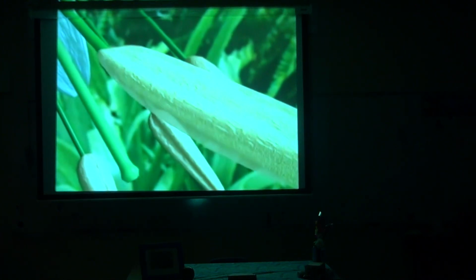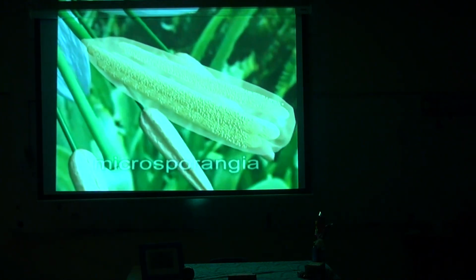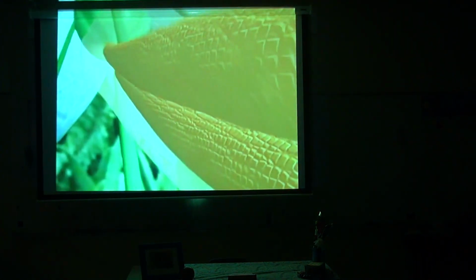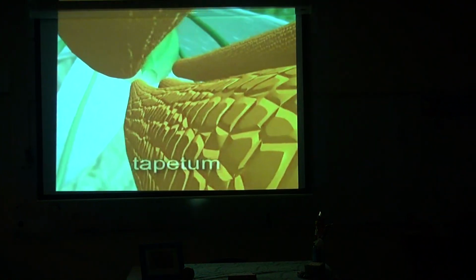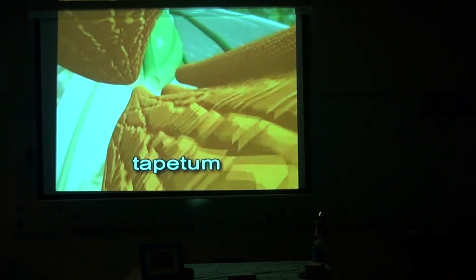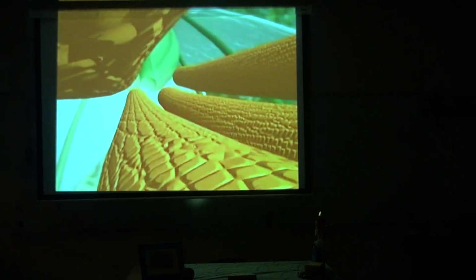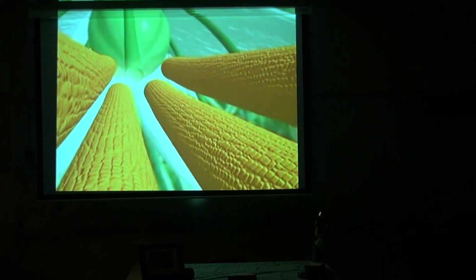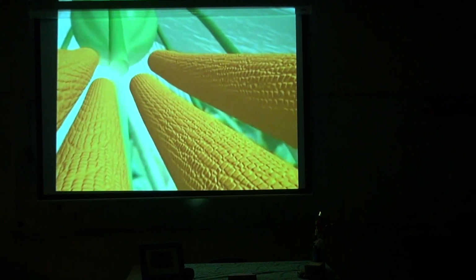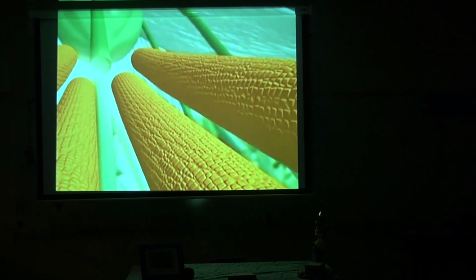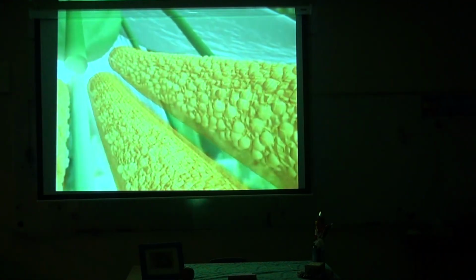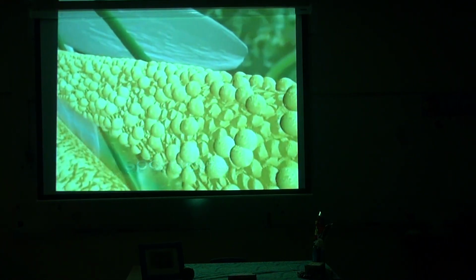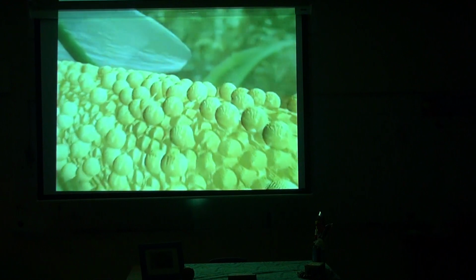Inside the anther there are 4 microsporangia. Each microsporangium is nourished by a layer of surrounding cells called the tapetum. Notice a pattern in a lot of these terms. A microsporangium consists of diploid sporocyte cells. Diploid. 2 sets of chromosomes.